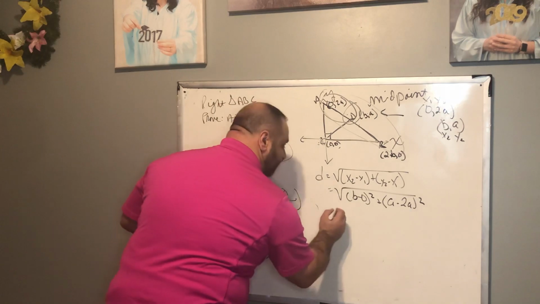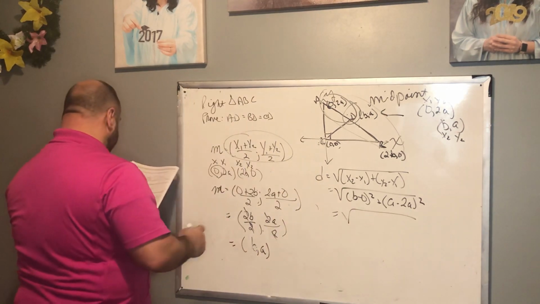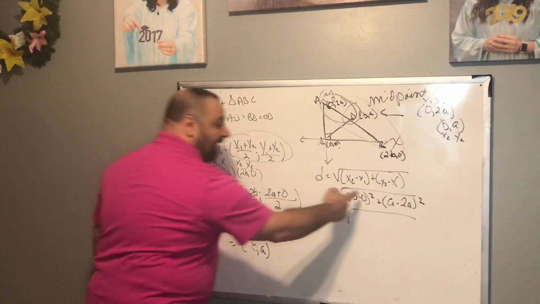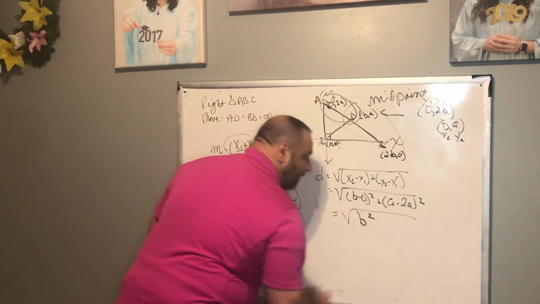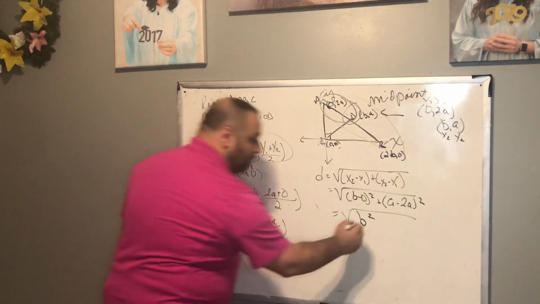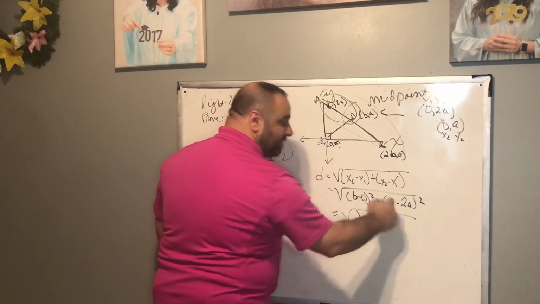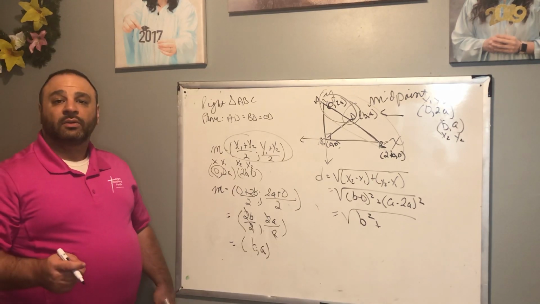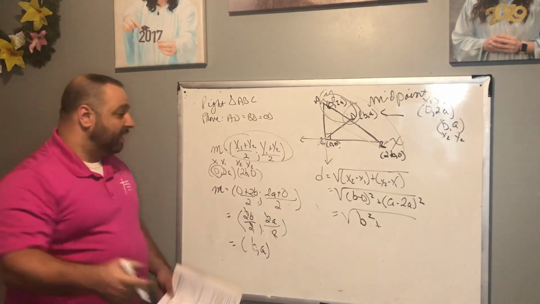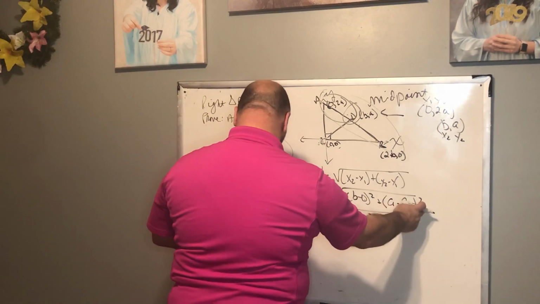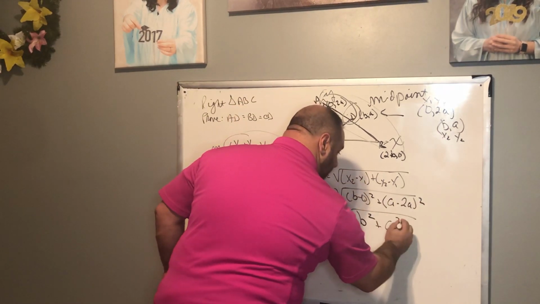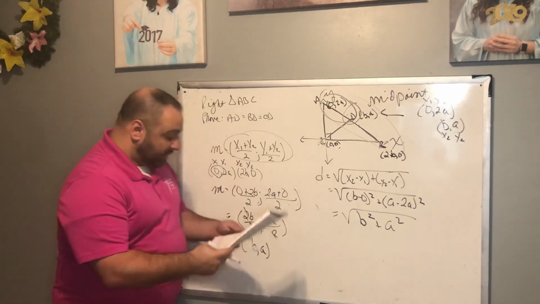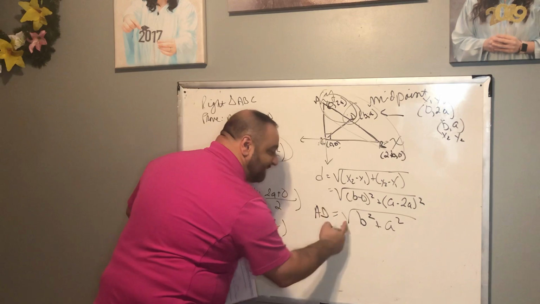Now let's quickly solve what's inside our parentheses here. Again, you can follow this along. So we have b minus 0 is b. b times b is b squared. Plus, now notice here, what's a minus 2a? What's 1 minus 2? Negative 1, right? So negative a. So negative a squared simply is positive a squared. So line segment AD is equal to this.